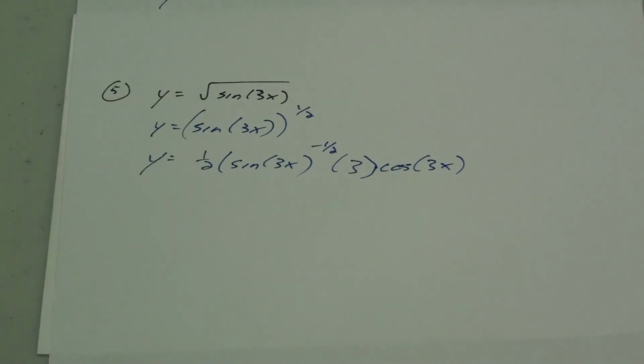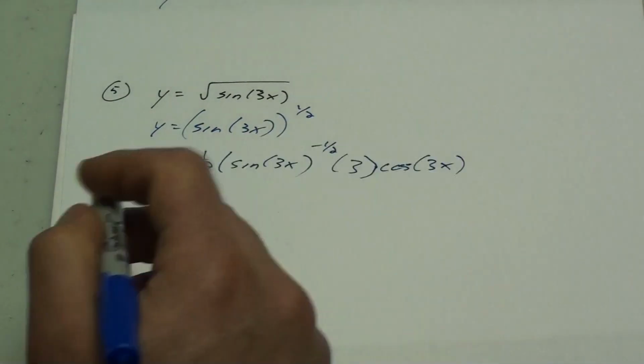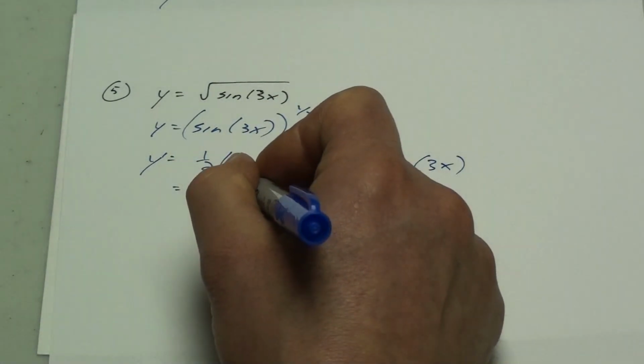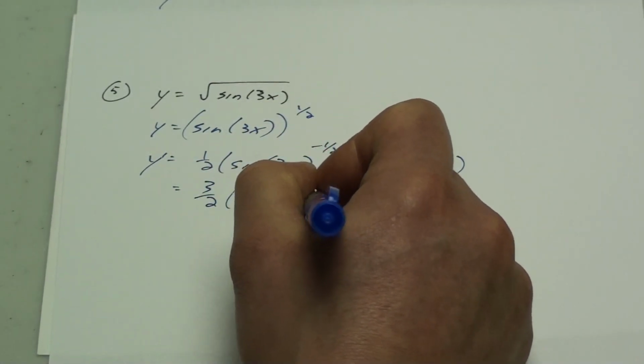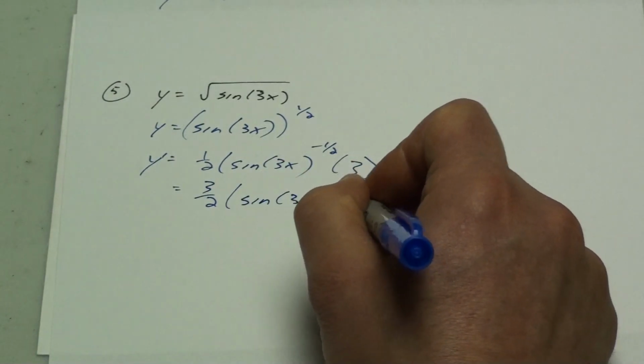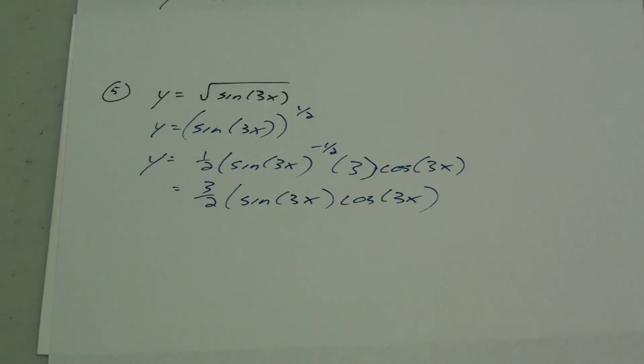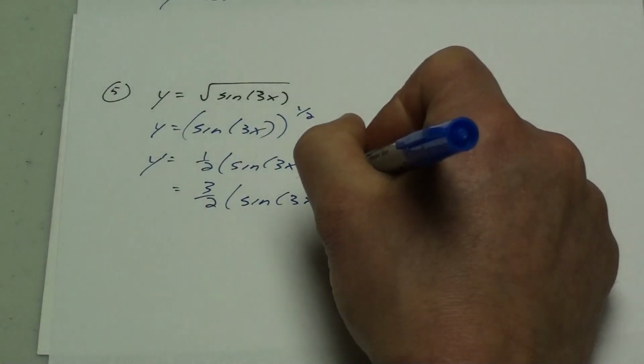Then you might be able to simplify a little bit. I can actually multiply the 1/2 by the 3, so that's going to give me 3 over 2. And then I have sine 3x to the negative 1/2, times cos 3x. Again, you might be asked to simplify a little bit further.